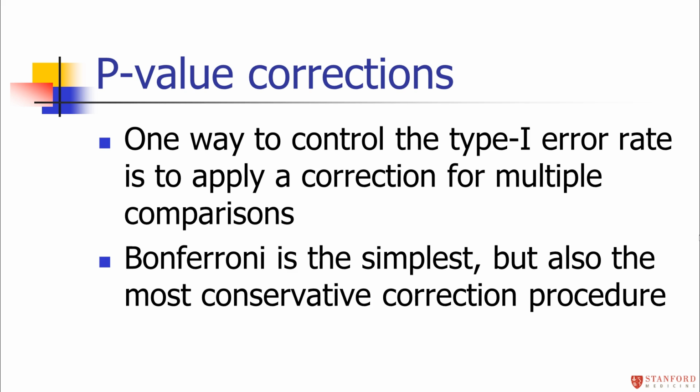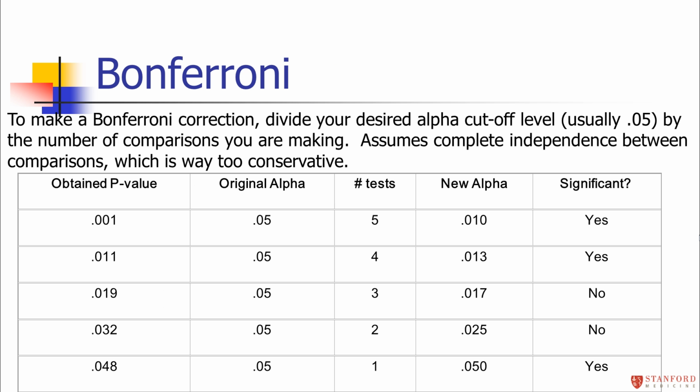It's easy to apply, so I'll start with that one. It's also the most conservative correction procedure. In other words, it's a little bit too conservative at guarding against multiple testing. What can happen if you apply Bonferroni is you may end up with no statistically significant results as a result. You may increase your type 2 error. But Bonferroni is simple. So if you have just a few tests and you want to do a simple correction, here's what you can do.